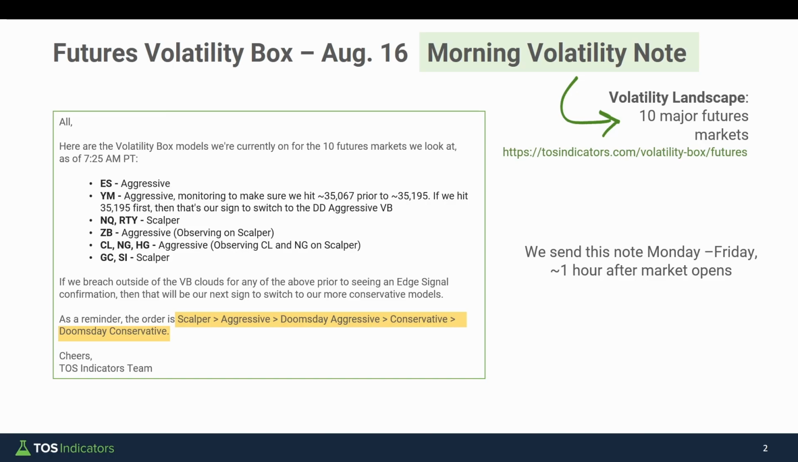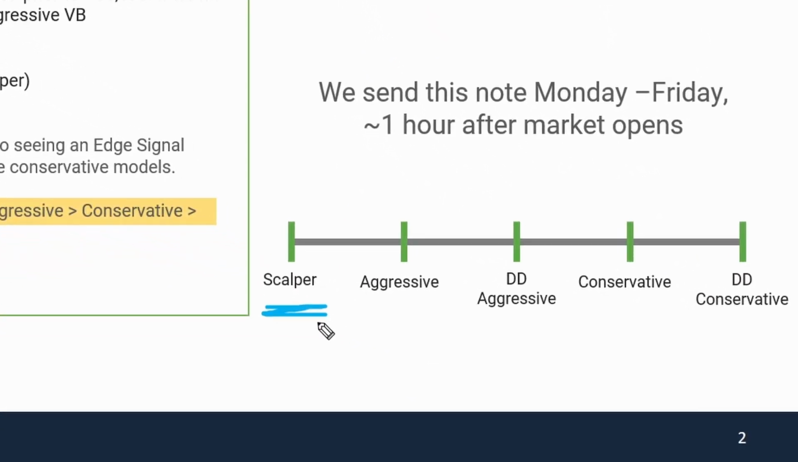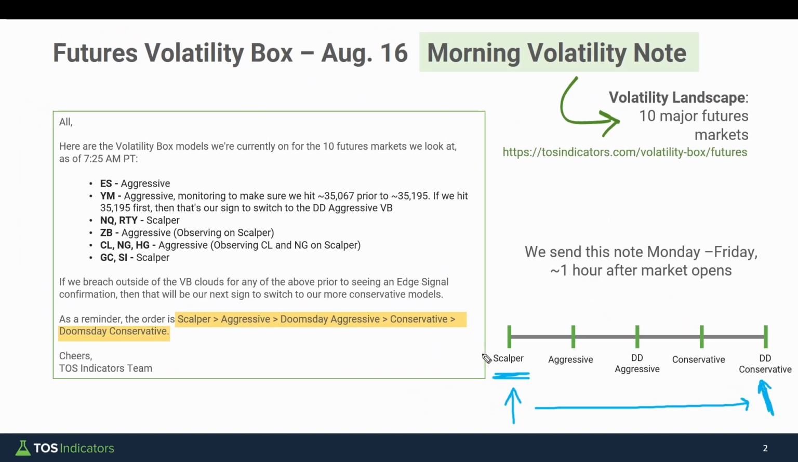Now if you're not familiar with all of our models, we have 5 different volatility models available for these 10 futures markets we look at. They range in order from Scalper to Doomsday Aggressive, and I think the best way I know how to describe it is by using this line graph right here. The Scalper is our most aggressive volatility model. That's the one we use when we're trying to scalp when we have very little volatility in the major markets. As we go down the line to the Doomsday Conservative model, that is our most conservative model. We use that on days like, say, during the 2020 volatility during the COVID crash. So those are models which we typically reserve for the most volatile days. The Scalper is for less volatile days.